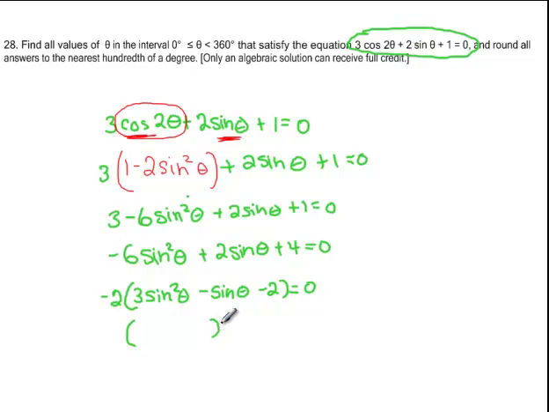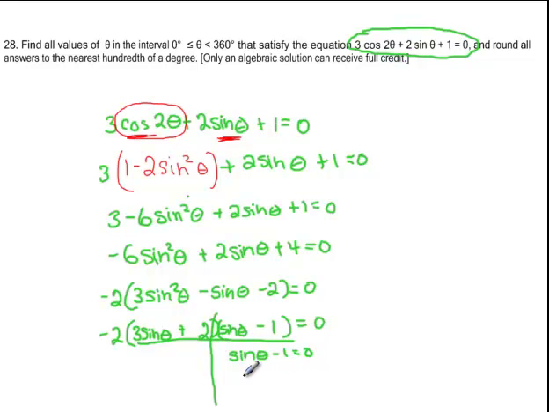Now I have to factor this. The negative 2 is just dead weight. Nothing happens with it. This is 3 sine theta, sine theta. Now, two things that multiply to 2, 2 and 1. And this is going to be the negative, and this is going to be the positive. Now I'm going to set each one of these factors equal to 0. Sine theta minus 1 equals 0. Sine theta equals 1. 3 sine theta plus 2 equals 0. 3 sine theta equals negative 2. Sine theta equals negative 2/3.